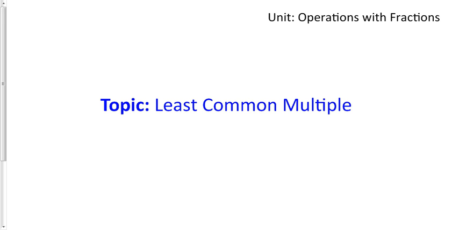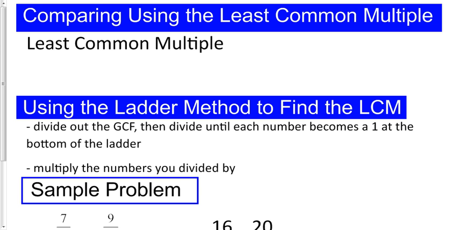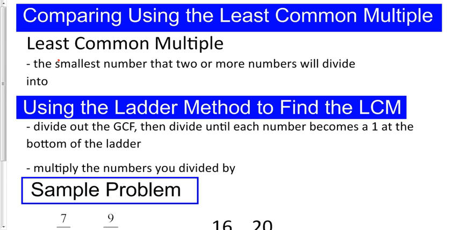In this video, we'll see how to find the least common multiple, or LCM. First off, let's get a definition. The least common multiple is the smallest number that two or more numbers will divide into evenly. That means there's no remainder when you divide with them.